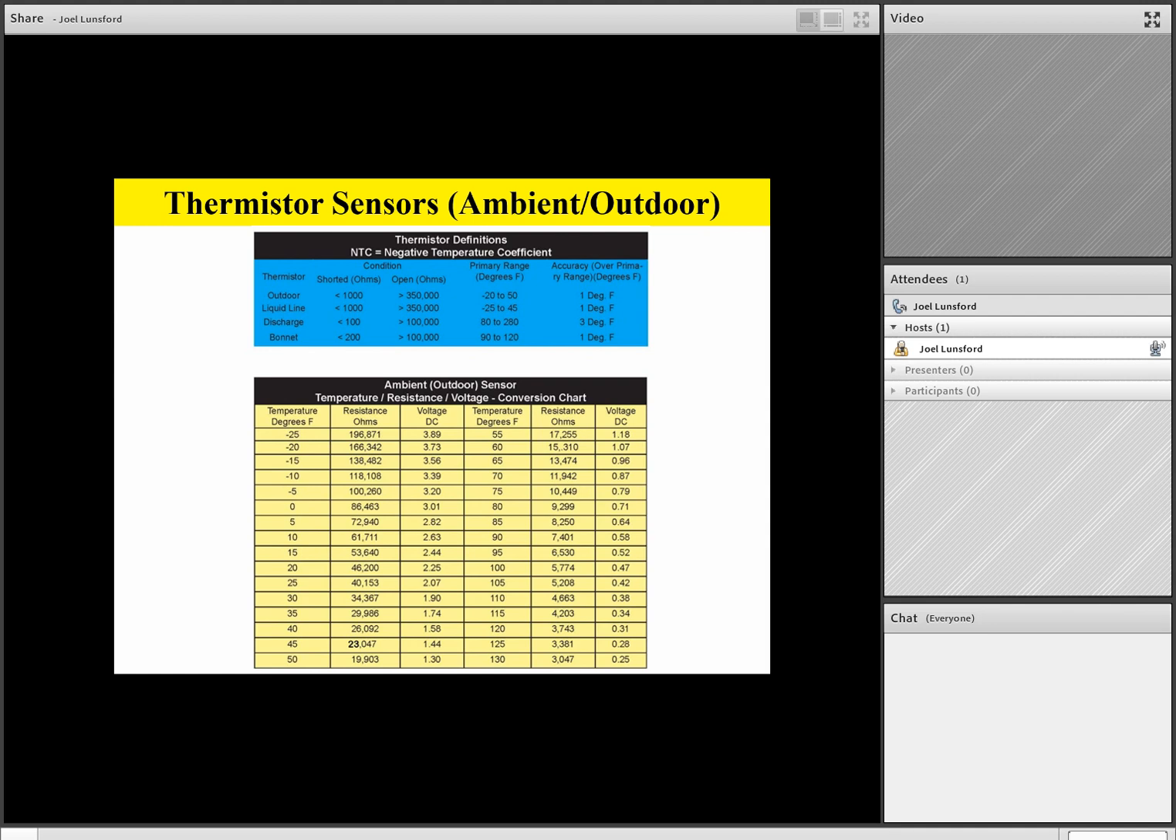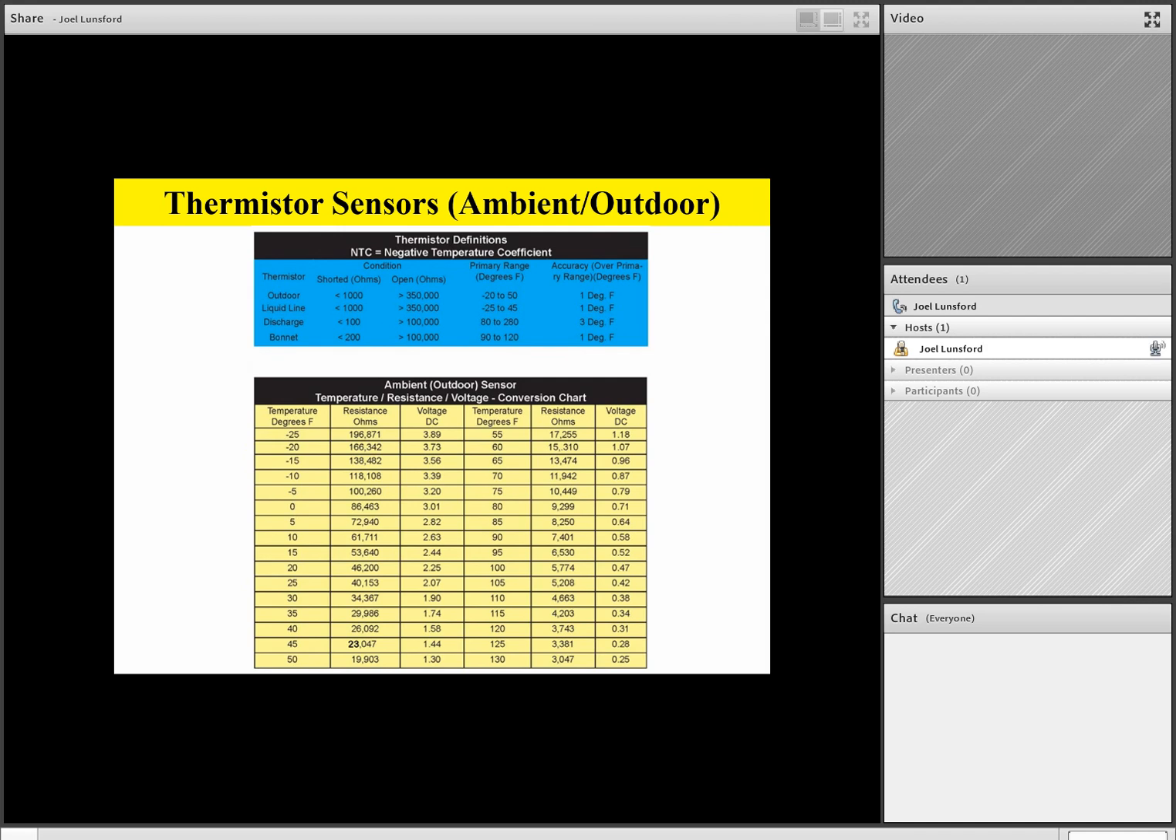Let's say it's 40 degrees outside on our ambient or outdoor sensor chart. At 40 degrees, if I remove the sensor from the board and I take my ohm meter, it should read 26,092 ohms, unplugged off the board. However, if I take that same ambient or outdoor sensor and plug it back onto the board, and I take my needlepoint meter leads and sneak into the back of the sensor plug with it plugged back onto the board, at 40 degrees, the DC voltage should be 1.58 volts DC with the sensor plugged in.